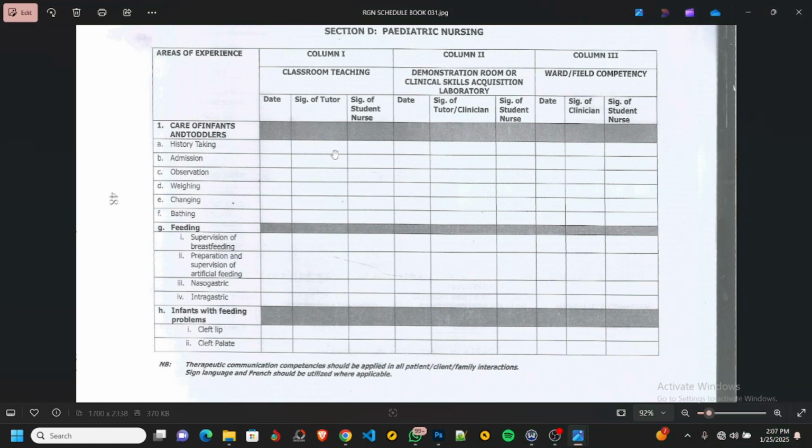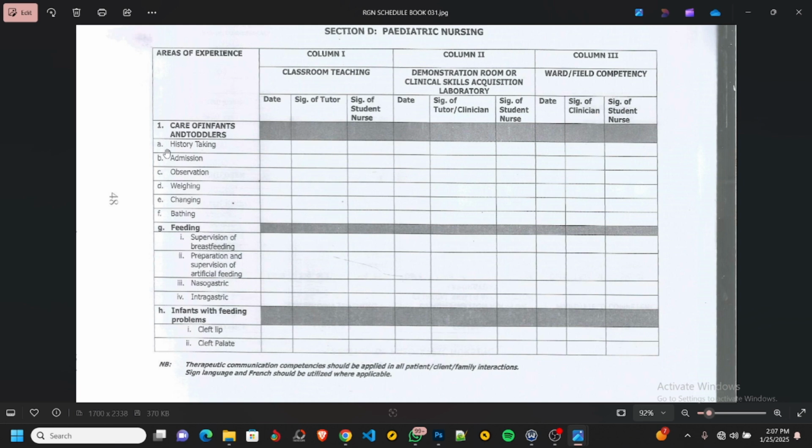So if you are taught in one day, you write the date across, then you sign across, and then the tutor also signs. Then if you are lucky to also organize, and the tutor to organize a demonstration session, and then is able to do this for you, you write the date, then you sign as a student nurse, then the tutor also signs. But if the tutor is not able to do it and you experience it in the ward, you do as such, then you do the same thing for the competency.